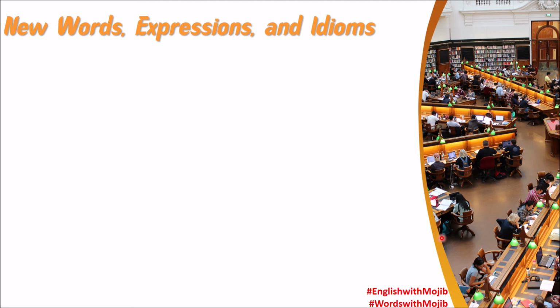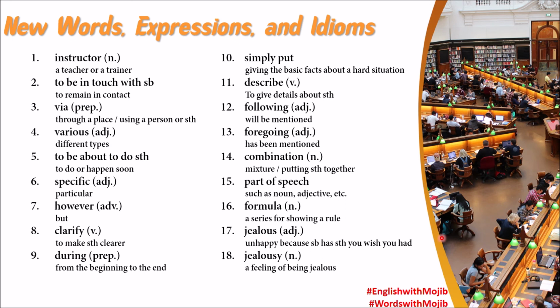New words, expressions, and idioms that we've had in this presentation. We had about 18, and you can see their part of speech and definition. Let me read them a bit faster. Instructor, a teacher or a trainer. To be in touch with someone, to remain in contact. For example, your friend goes on a trip, you video call him or her, you are in touch with that person. Via, through a place, using a person or something. For example, you make a new friend via another person. It means that person introduces you two to each other.